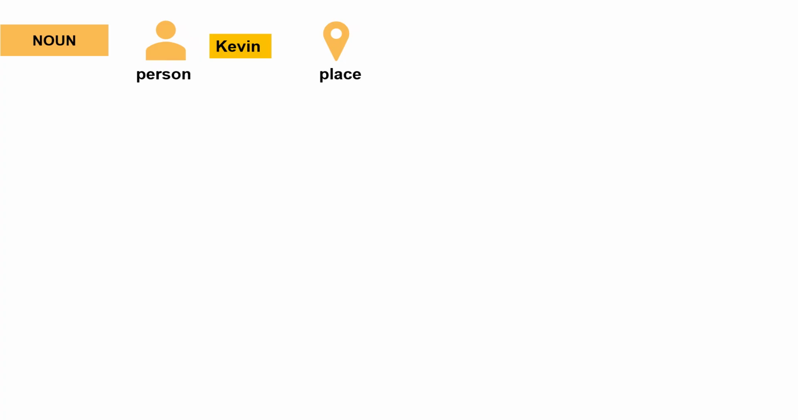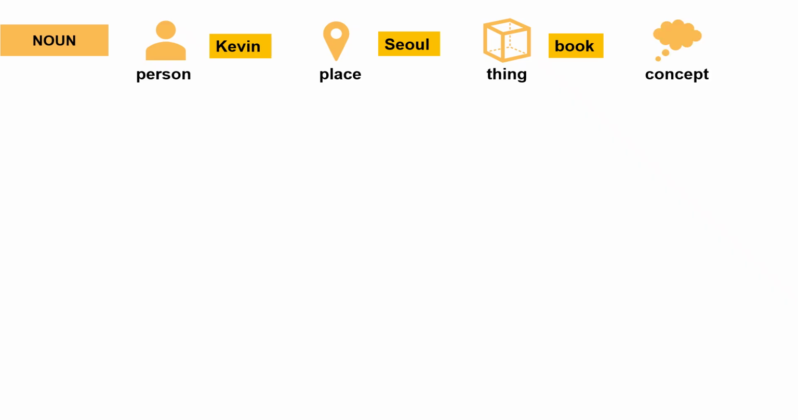Let's talk more about nouns. A noun can be a person, like Kevin, a place, like Seoul, a thing, like a book, a chair, a cup, and it can also be a concept, an idea, like love, time, money. Nouns have other words that help them.